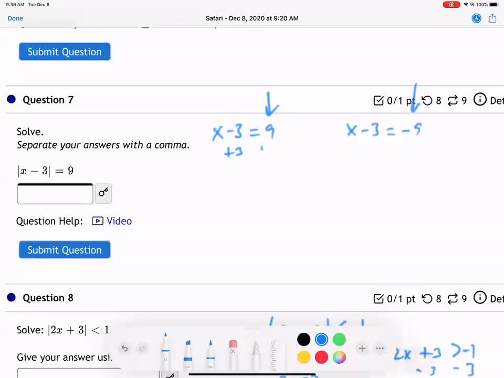Plus 3, plus 3, plus 3, plus 3. The cool thing is that these 2 different options, they're just twins, the mirror images of each other. So what we do for one, we do for the other. That's 12. And x is equal to negative 6.